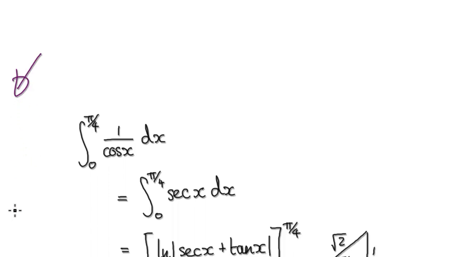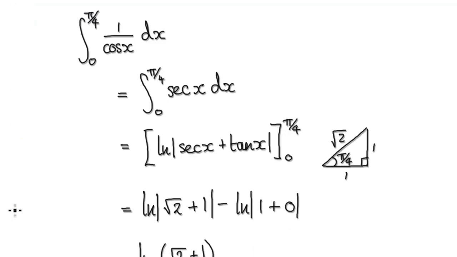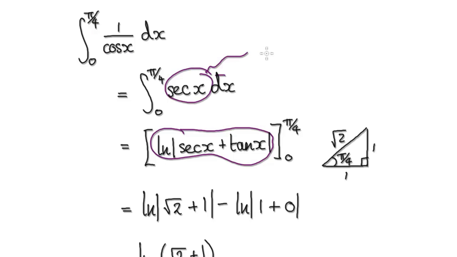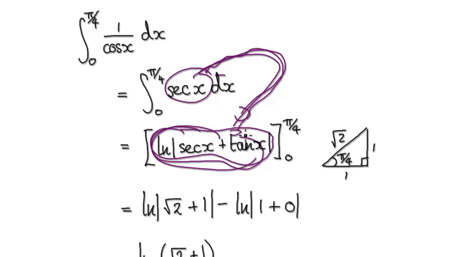Okay, so to do this, rewrite this as secant of x. Now integrate secant of x. That will then give you this. And remember, we've done this many times. So now I'm asking you to know that when you integrate secant of x, it will give you this thing. I'm asking you to know this by heart. So integrate this.